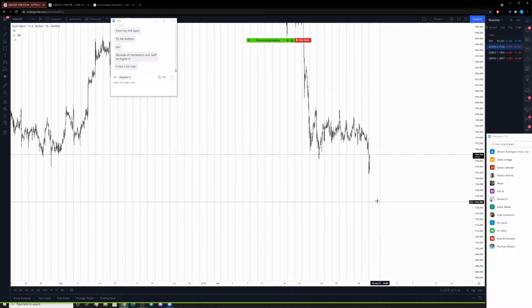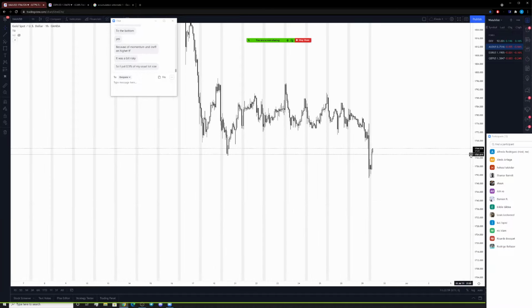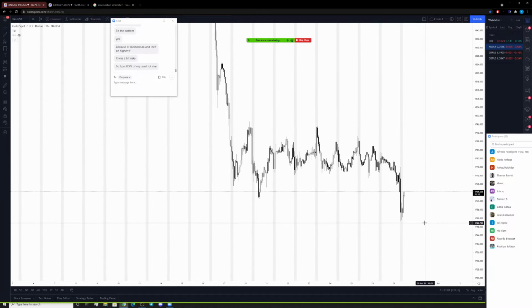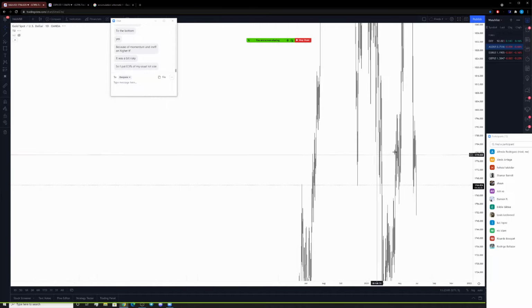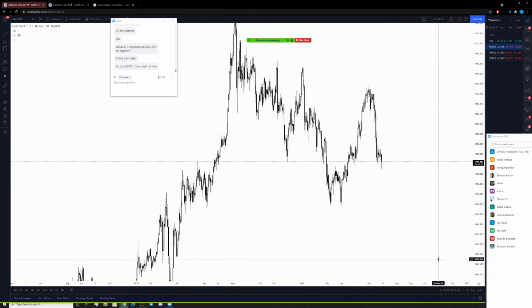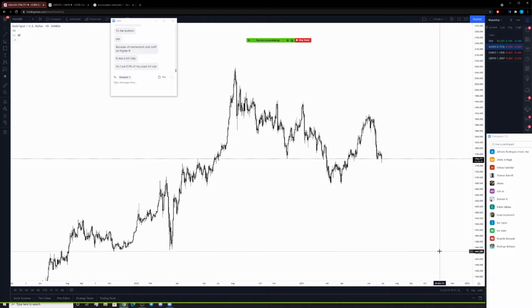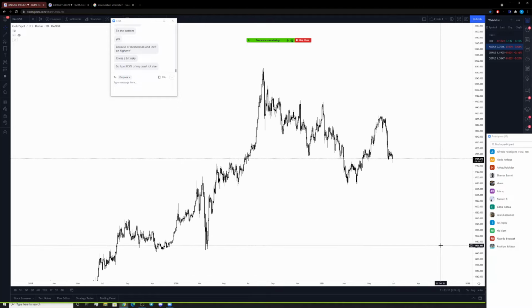This will pay you if you play it right. This one's been so sloppy too over the past couple months. I want to say I'm bullish, but technically this is very strong. Yeah, that's good.